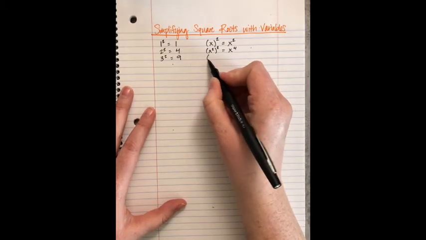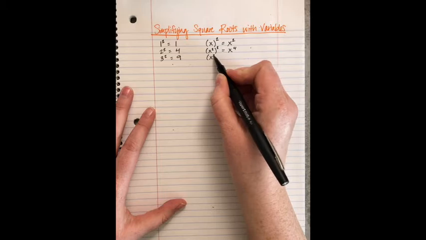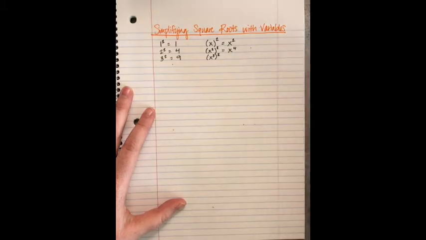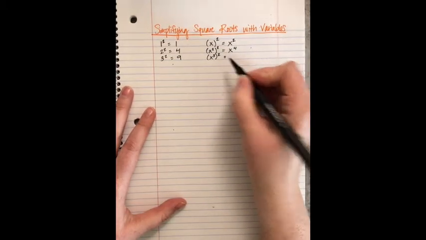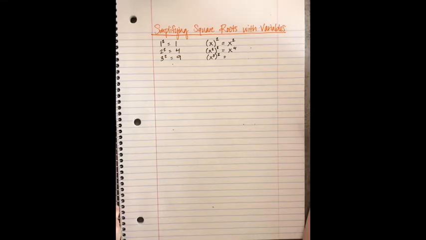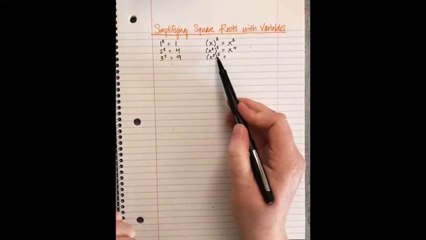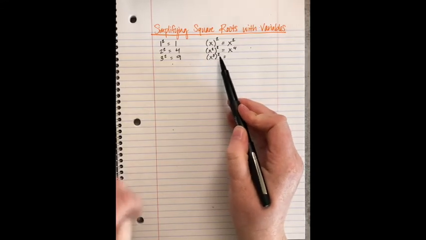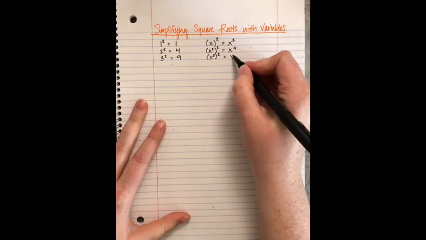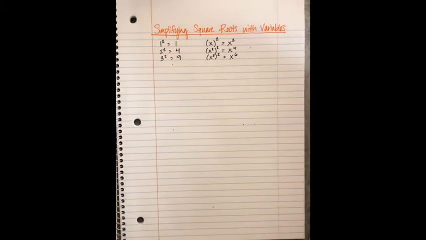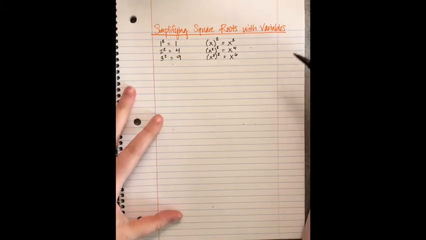All right. Now let's take x to the 3rd power and square it. Think about what that would be. Is that x to the 5th or x to the 6th? What do you end up doing with these exponents? And hopefully you said multiply. You end up having x to the 6th power.